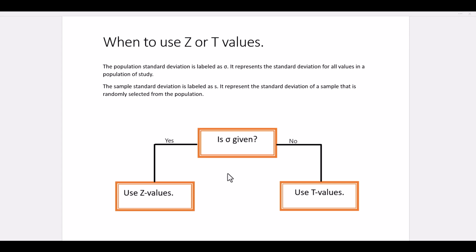We should always begin by asking this question: is sigma given? If the answer is yes, use z values. If the answer is no, use t values.